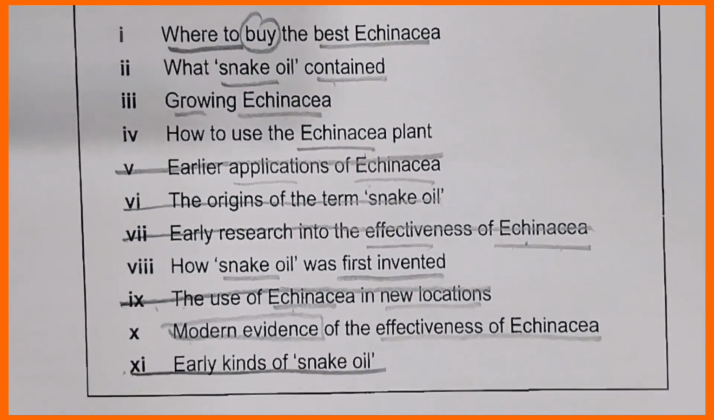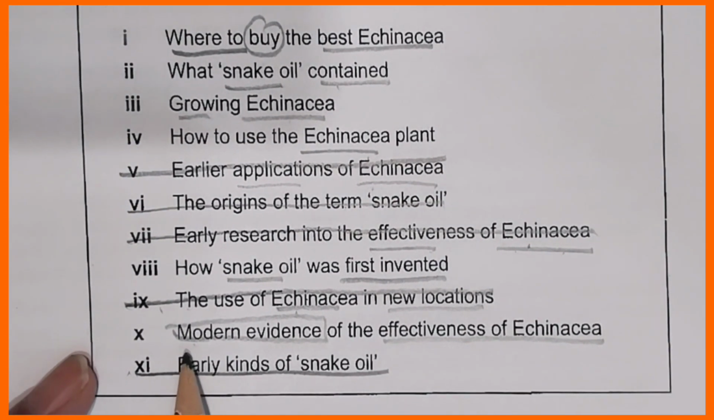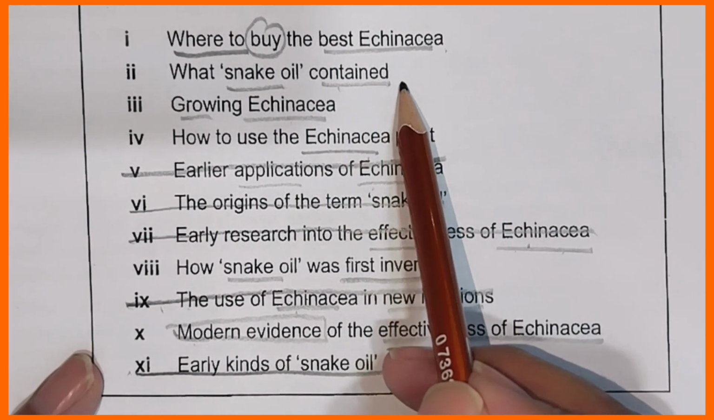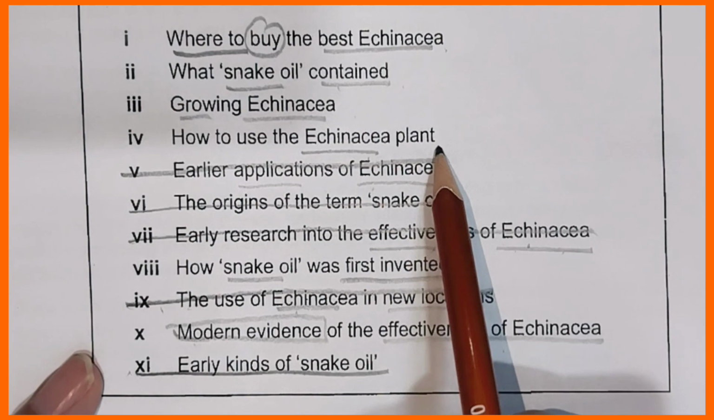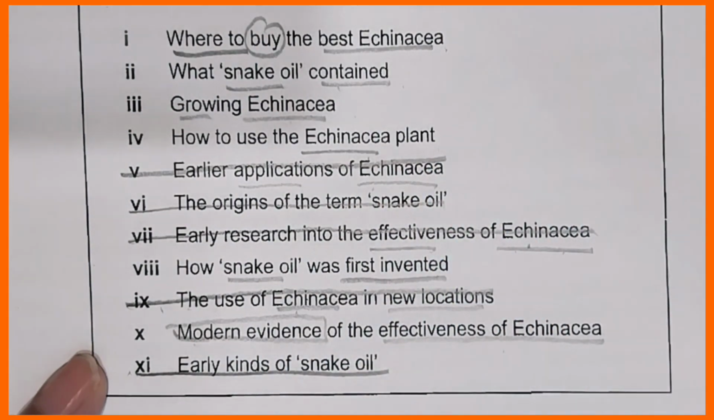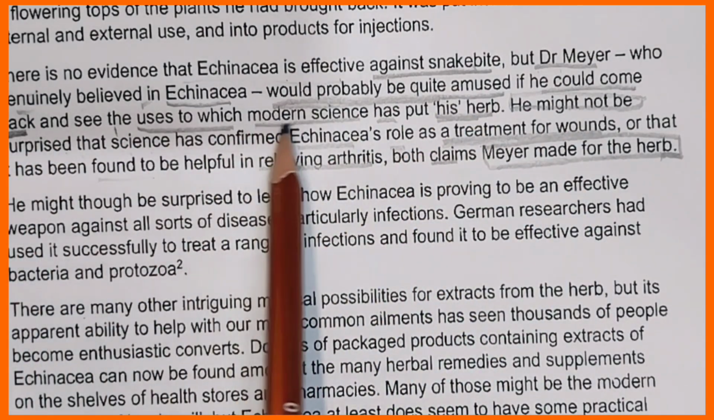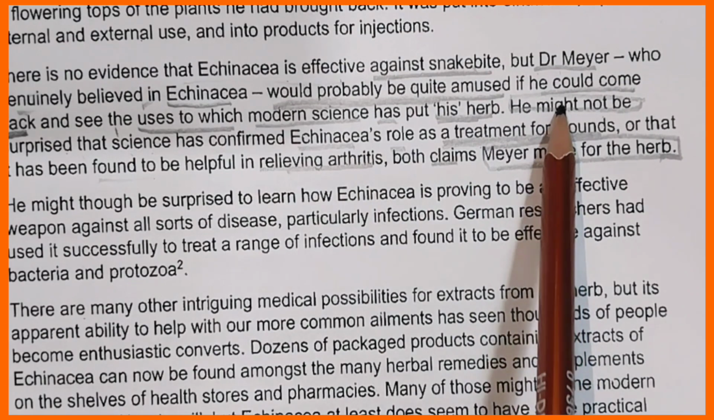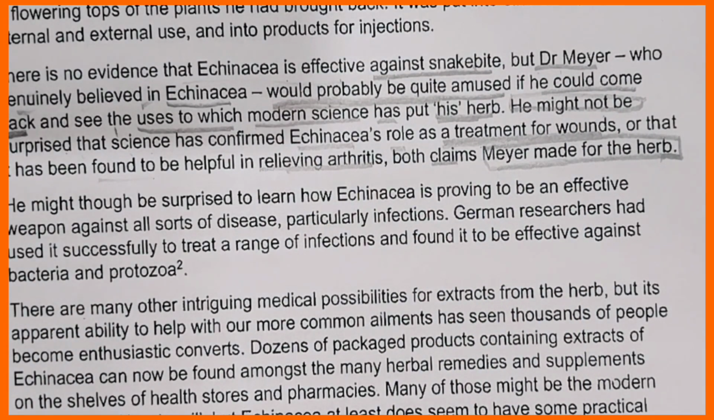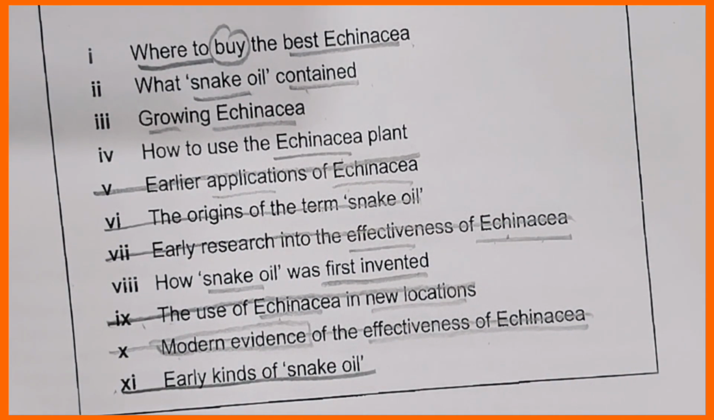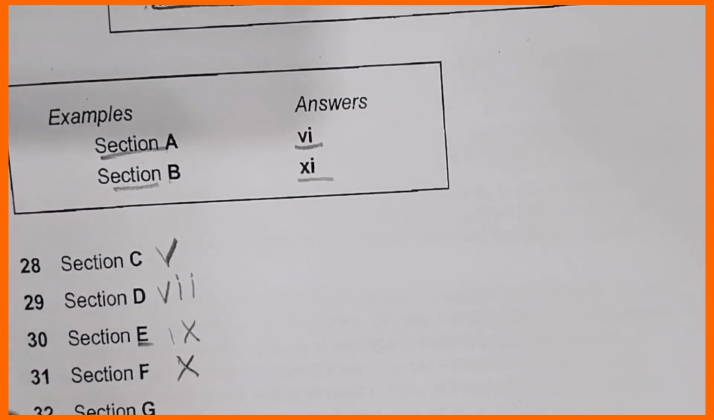So let's start. We can see which list heading we can use for this. Modern evidence of effectiveness of echinacea. Where to buy? No. What snake oil contains? No. Growing? No. How to use echinacea plant? No. Modern evidence. So they are talking about the modern evidence that echinacea, if Dr. Mayer came to know, what would he generally think, probably be quite amused if he could come back. Now if he could come back, then he would be amused or surprised at how this is useful. So what will be the answer? Our answer will be X. X means 10.